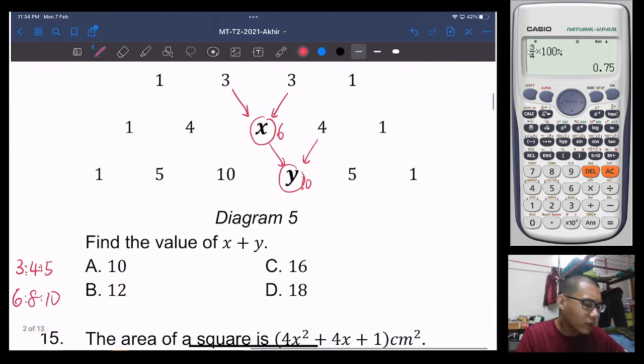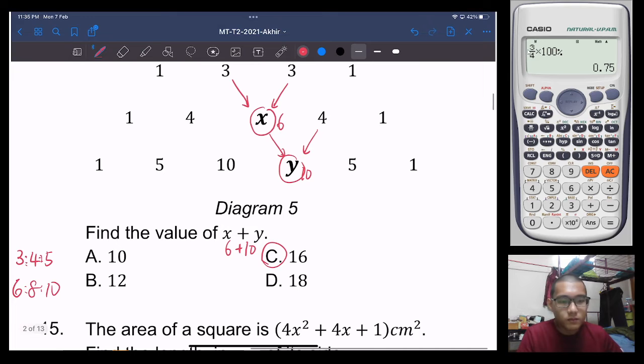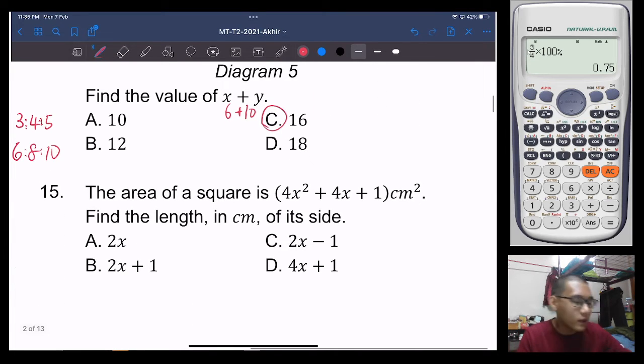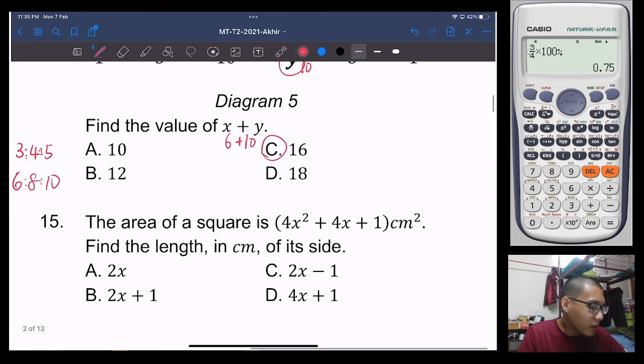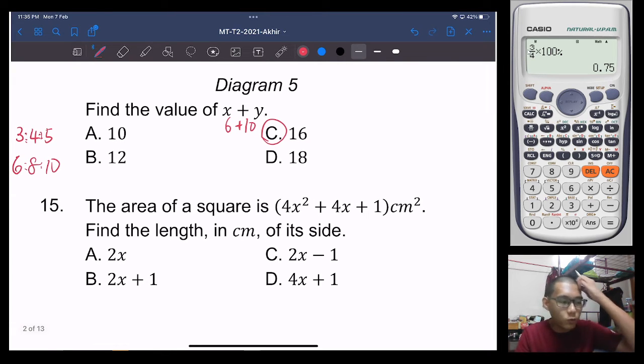So you can try to write like this. So we can find that x plus y is how much? 6 plus 10, 16. Done. Okay, no need to write the equation there. Okay, the area of a square is 4x squared plus 4x plus 1 cm squared.